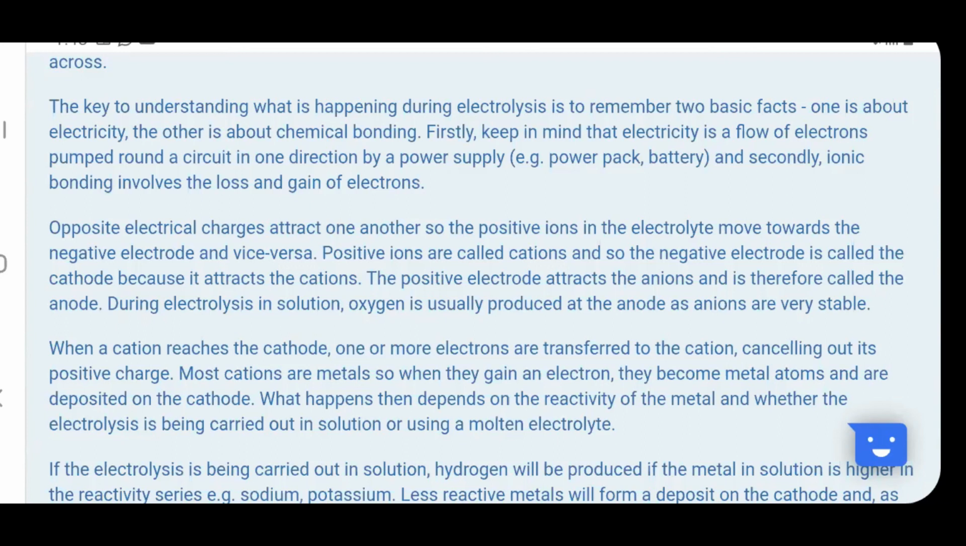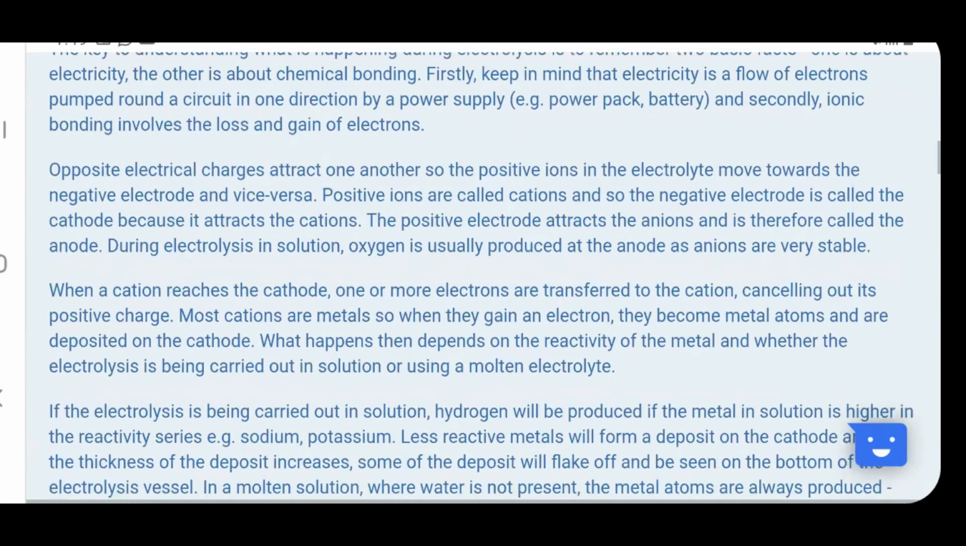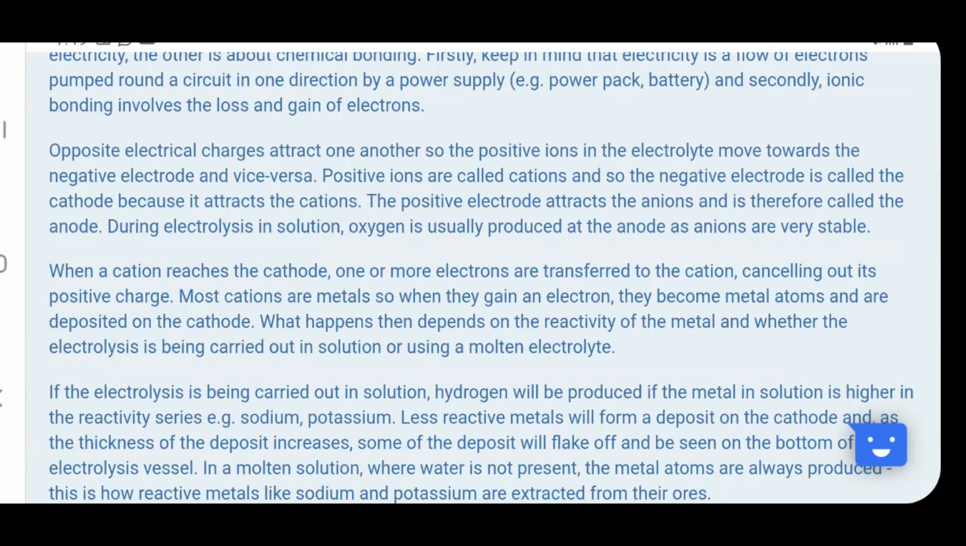Remember that once it is a solution, from the water you have the ions given off, which you know are H plus ions and OH minus ions. From the solution, you have Cu2 plus ions and SO4 2 minus ions with copper sulfate, and any other ions, like Na plus ions and Cl minus ions if it's sodium chloride. Am I clear, everyone?